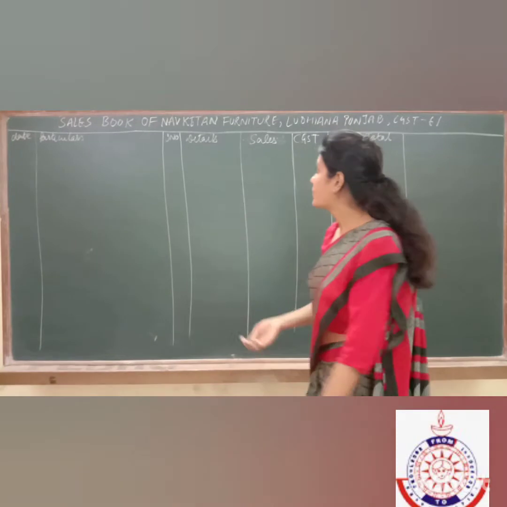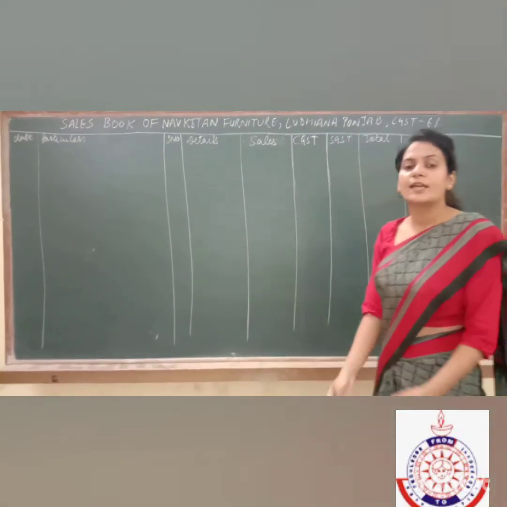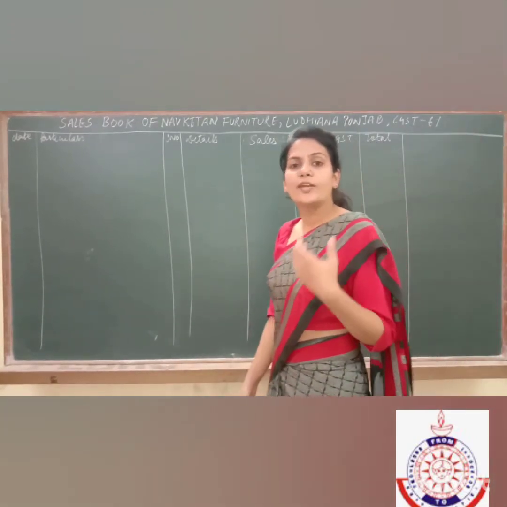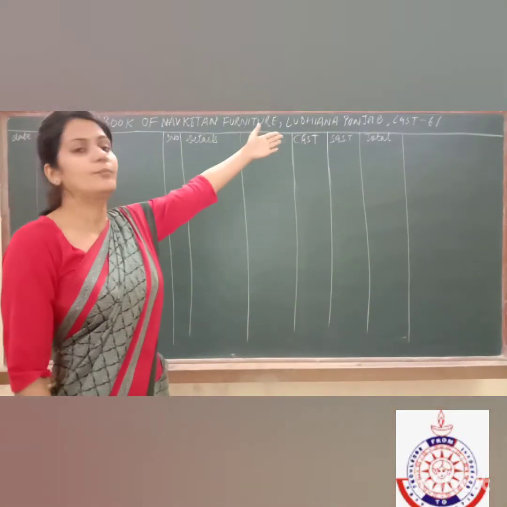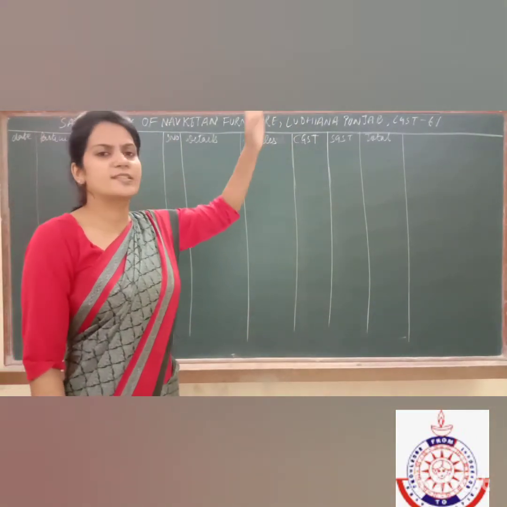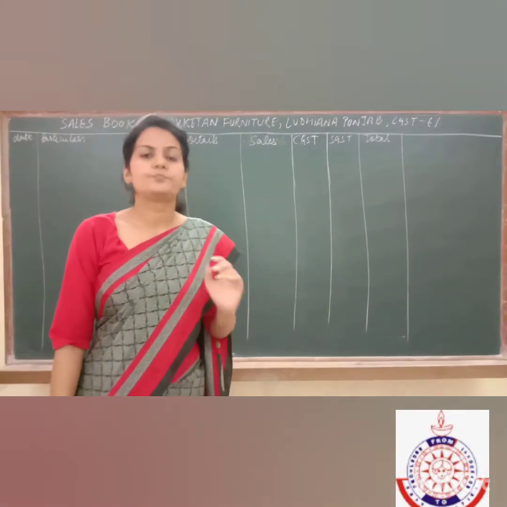In this question, our business is Navketan Furniture. It means that we are buying and selling furniture. Our business is in Ludhiana, Punjab. So CGST, SGST is 6% each.